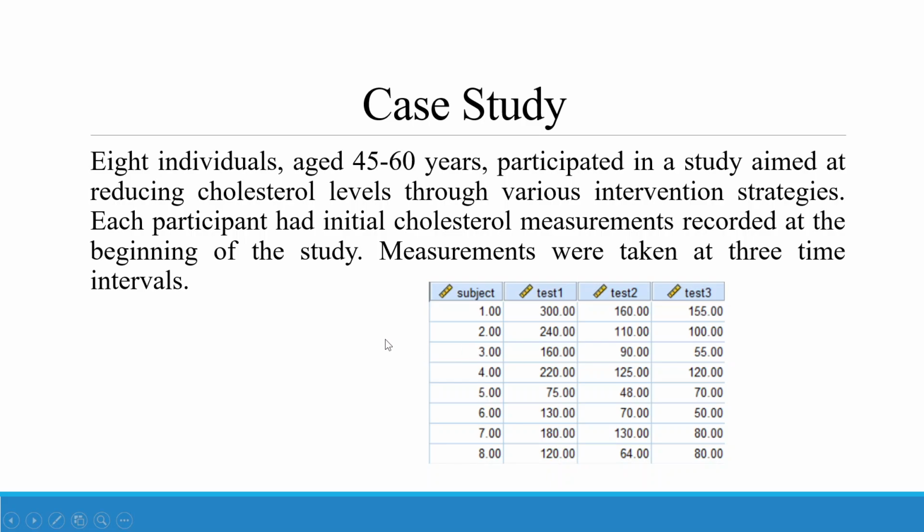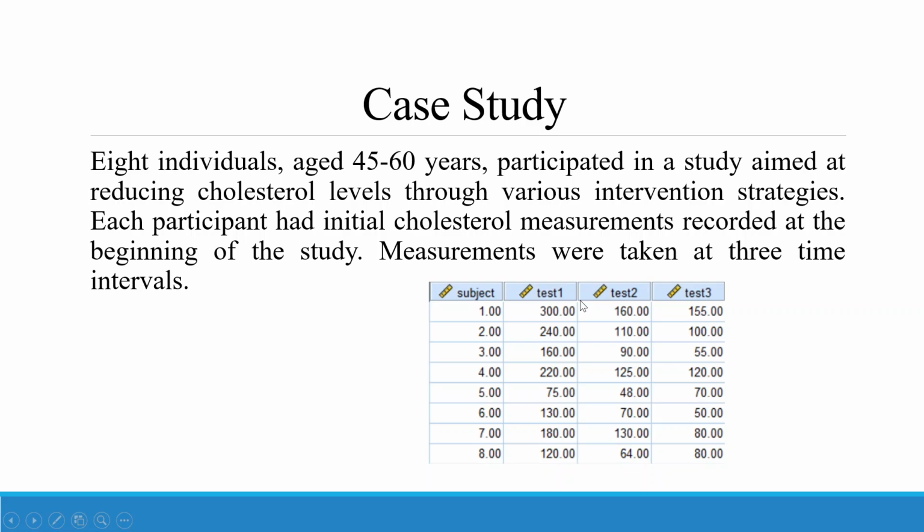Now let's take one case study. Eight individuals, 1, 2, 3, 4, 5, 6, 7, 8, participated in a study aimed at reducing cholesterol levels through various intervention strategies. Each participant had an initial cholesterol measurement recorded at the beginning of the study, that is T1, the levels of cholesterol at time T1.